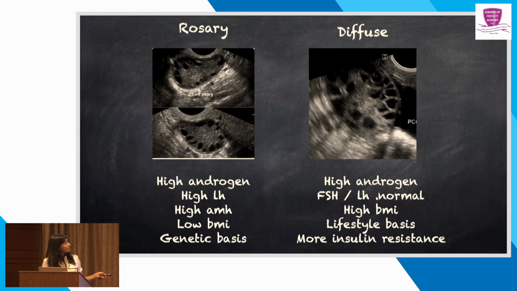So a rosary pattern, or necklace pattern, has a thick stroma in between, and all the follicles are arranged in a necklace fashion. This is a very difficult PCOS, because it's high androgen, they have high LH, high AMH, and this will be a typical girl who is having irregular cycles since her first menarche. She is a very lean thin PCOS, and this could be because of a genetic factor. And this is a rosary pattern which we can see on the ultrasound.